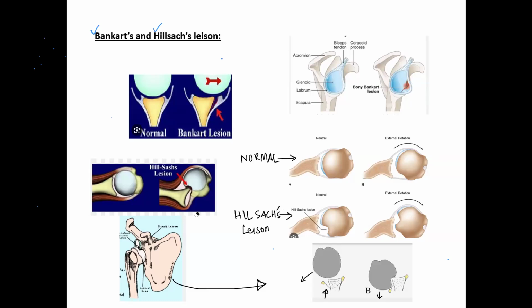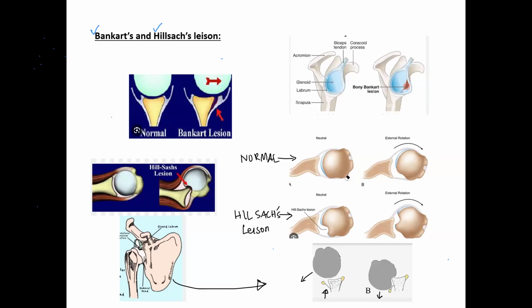So how do Hill-Sachs lesion and Bankart's lesion cause recurrent dislocation? Bankart's lesion decreases, as I told, the glenoid labrum gives a 50% increase in the depth of the glenoid cavity. So what is happening here is, due to this loss of glenoid, the depth is gone. And once the depth is gone, there is instability.